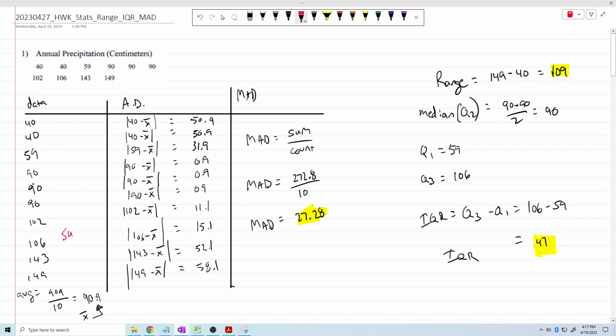So remember, 10 is an even number, so I'm going to have to take two of these. Right? So 1, 2, 3, 4, 5. 1, 2, 3, 4, 5. I count 5 both ways. There's no clear middle, so I've got to take the average of just these two in the middle. When I do that, guess what? I get another 90, guys.